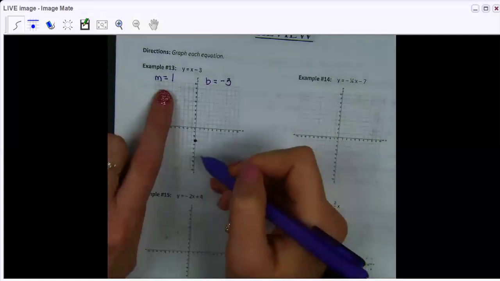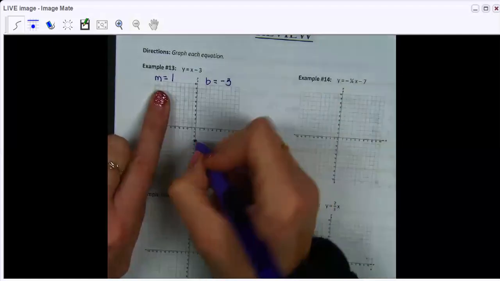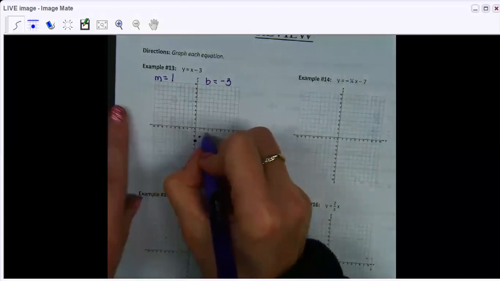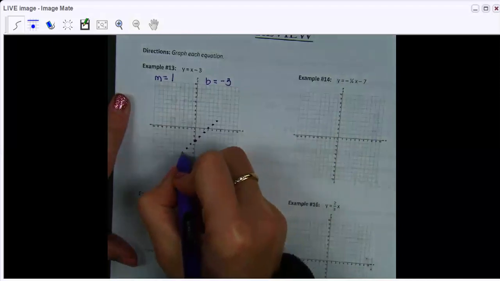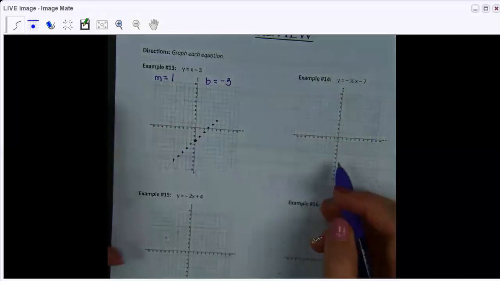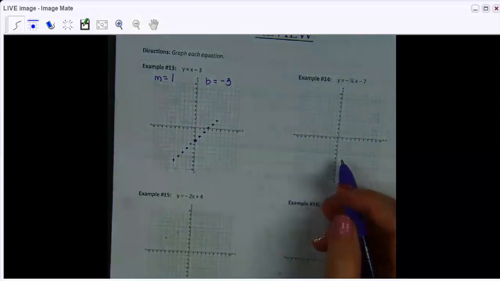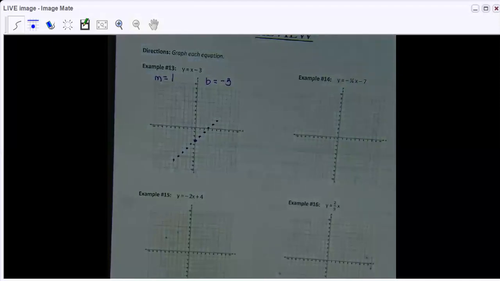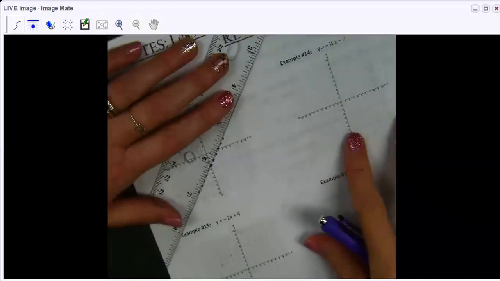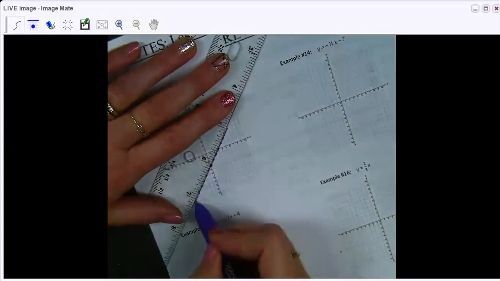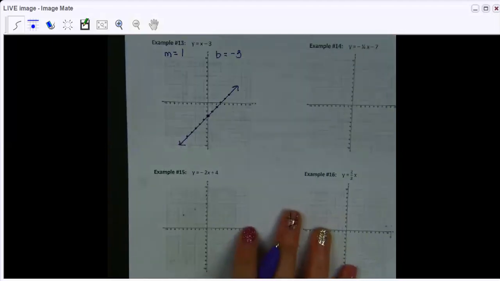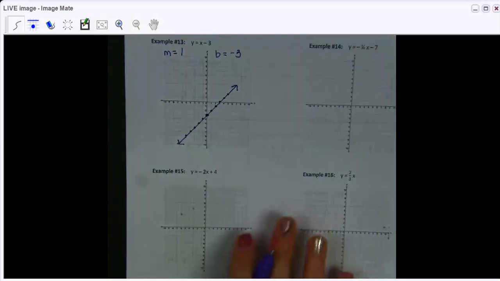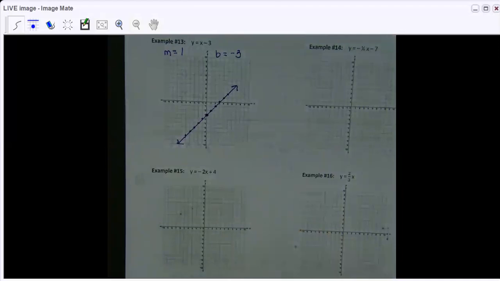And then we're going to graph our slope. Our slope is just 1 over 1, and it's positive. So we're going to go in this direction. And then you could draw your line. I've lost my ruler. We'll use this one. Okay, and that's what your line should look like. You really only need 2 points to graph a line.